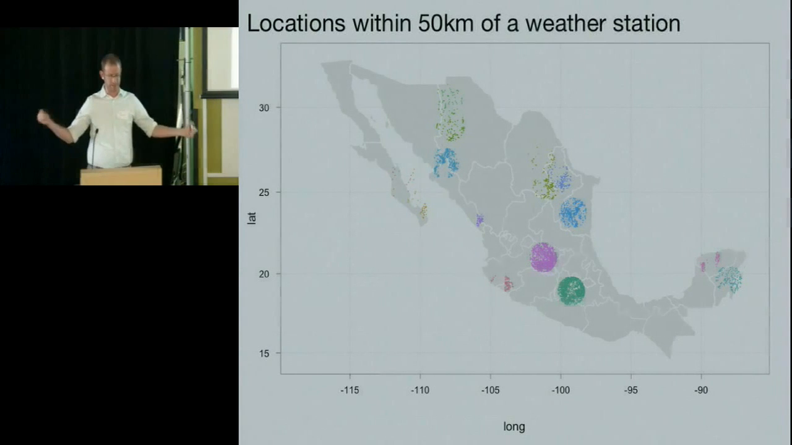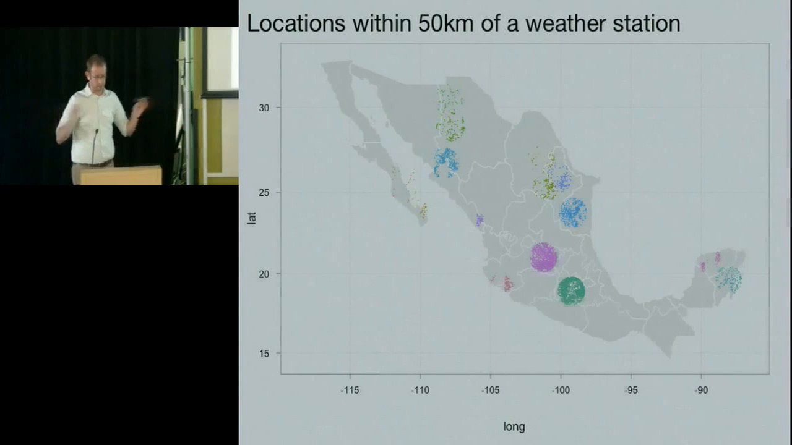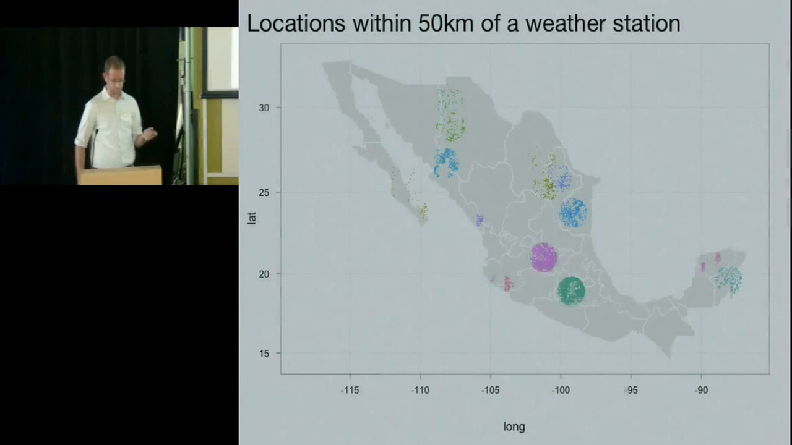Again, just a heuristic, right? I'm sweeping a whole lot of stuff under the covers. I'm just saying, well, I think the forecast from a weather station is going to be fairly reasonable for about 50 kilometers around that. There are all sorts of arguments you could apply to that, but this was a good first start.